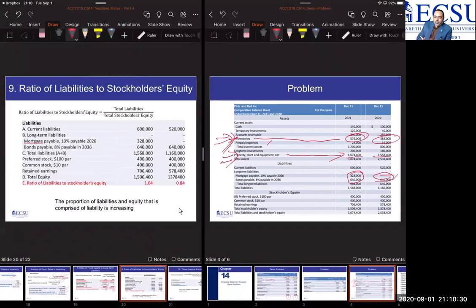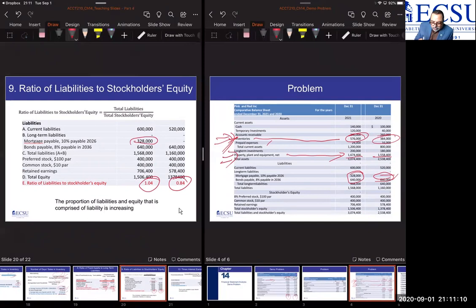Now, the next ratio we talked about in this presentation is ratio of liabilities to stockholders' equity. Now, in this, what we are trying to do is see what proportion of liabilities and equity is comprised of a liability, whether it is increasing or decreasing. And in our case, we have seen it is increasing. The proportion is increasing from 0.84 to 1.04 because we incurred a mortgage of 328,000. So that is creating that situation.